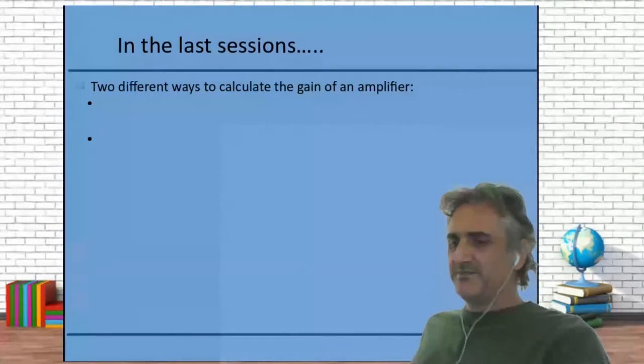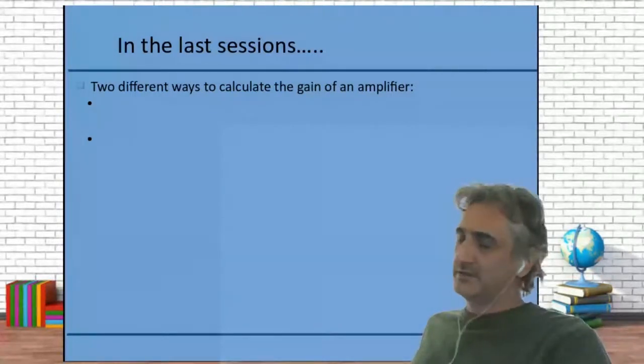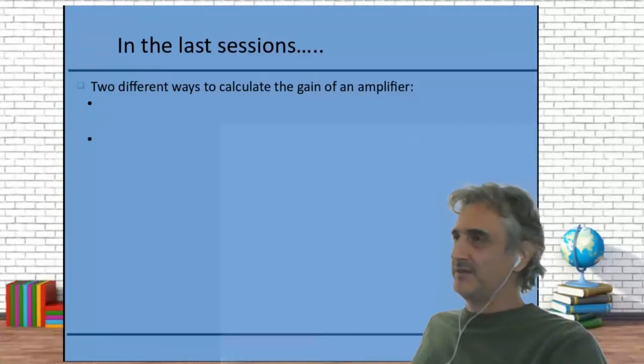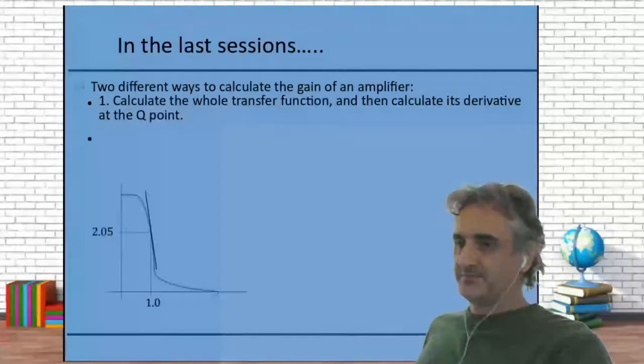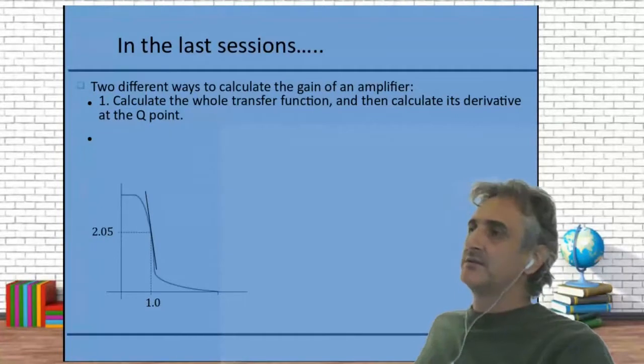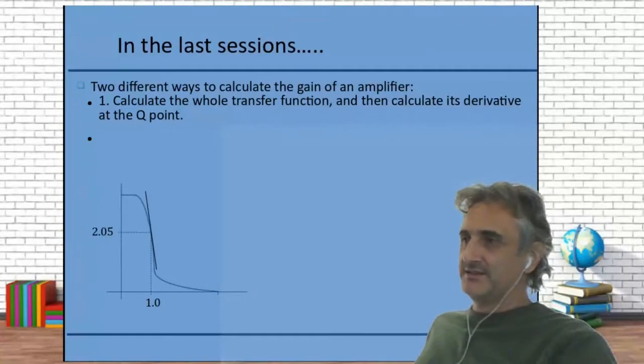What have we seen till today, or till last day? First, we saw two different ways to calculate the gain of an amplifier. As you remember, first we can calculate the large signal transfer function and then calculate the derivative at the quiescent point. So we get this derivative here, which is the slope, which means that at this point the gain is just this derivative.